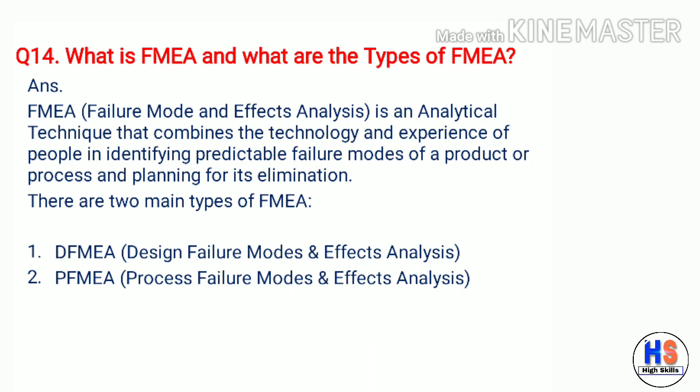So friends, let's move to the next, 14th important question. What is FMEA and what are the types of FMEA? Its answer is: FMEA, which is failure mode and effects analysis, is an analytical technique that combines the technology and experience of people in identifying predictable failure modes of a product or process and planning for its elimination. There are two types of FMEA which are important and mostly used in industry.